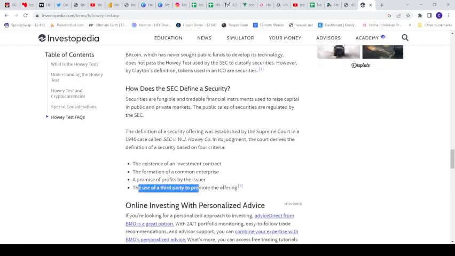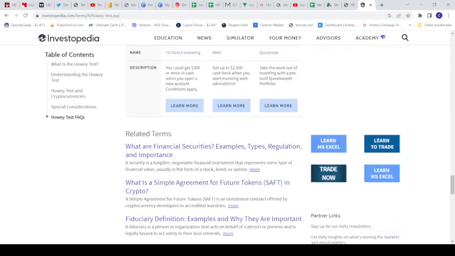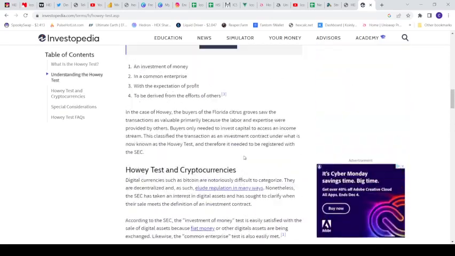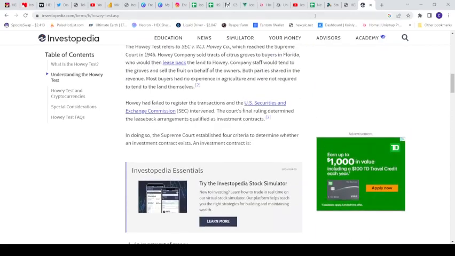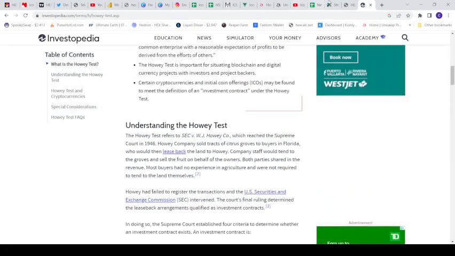So yeah, basically, a security is the existence of an investment contract, the formation of a common enterprise, a promise of profits by the issuer, and the use of a third party to promote the offering. Right, so it's very easy. If you understand how Hex works, that is definitely not a security.